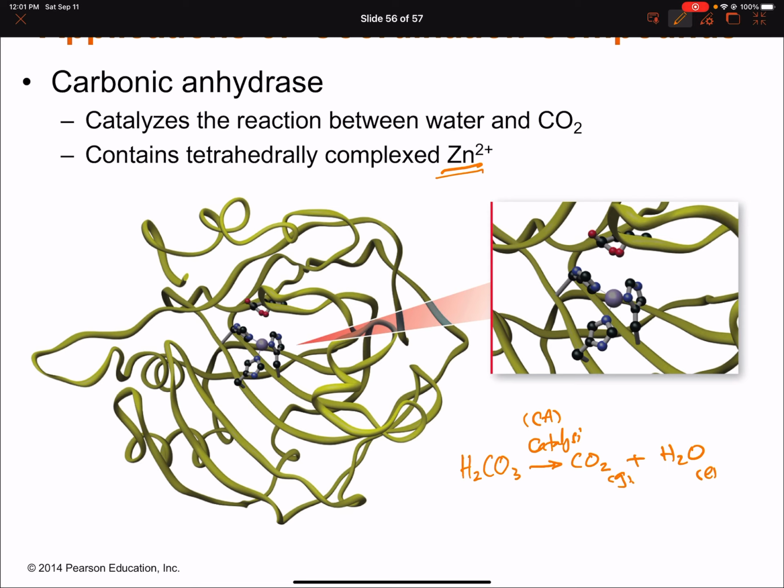This is important because we want the carbon dioxide to be released from our blood, and we want to expire it out as gas. So in this case, this is a tetrahedral complex of zinc. The zinc ion is complexed in a tetrahedral format.